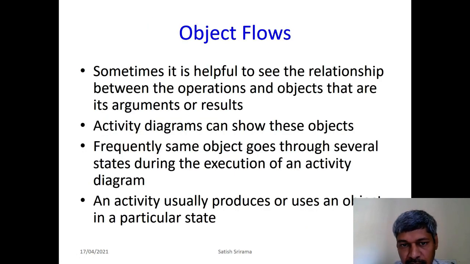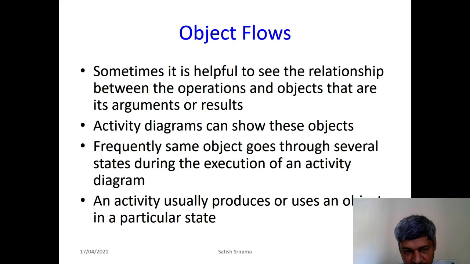Then the third topic of this video is object flows. Sometimes it is actually helpful to see the relationship between the operations. The operations are actually performed on the objects. So the objects are used as arguments or results from operations. So it is sometimes helpful to see the relationship between those operations and the objects on which they are performing those operations. So there are provisions to show these objects also in the activity diagrams. I will show you with a particular example in the next slide.